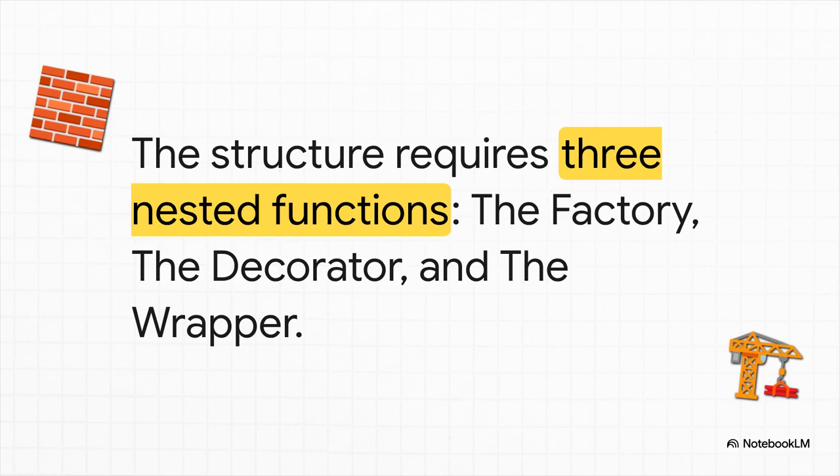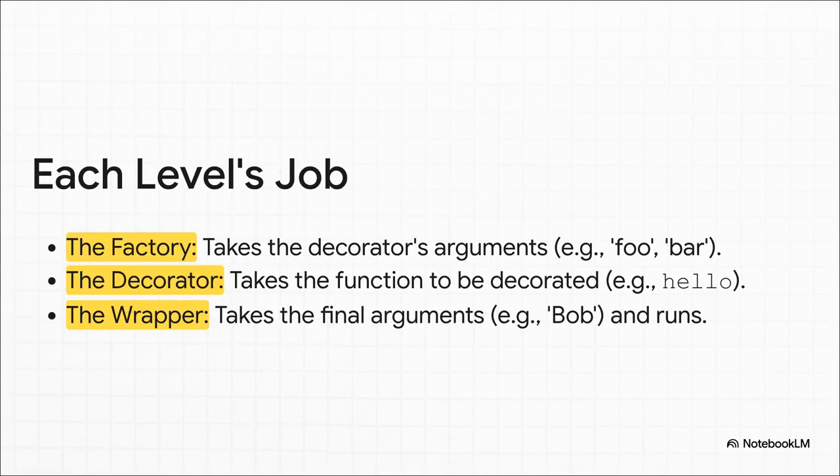Okay, brace yourself. It's going to look a little complex at first, because to make this work, you need 3 nested functions, one inside the other. But stick with me here, because each layer has one very specific, very simple job. It really is like a handoff, or a relay race. The outermost function, the factory, its only job is to grab those arguments, foo and bar. Then it hands off to the next function, the decorator, which grabs the function we're decorating, like our hello function. And then it hands off one last time, returning the final wrapper function. That's the one that actually runs when you finally call your decorated function with its own arguments, like Bob.